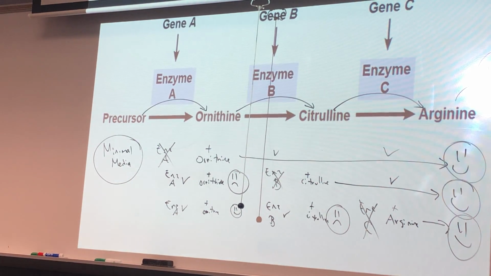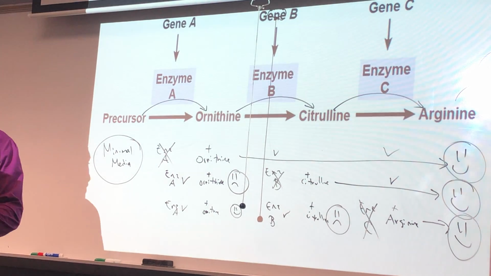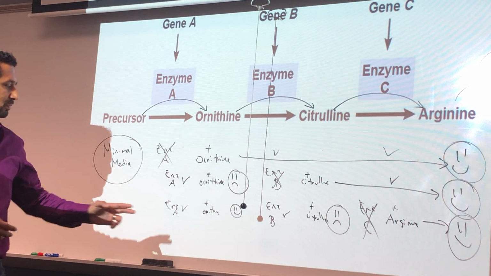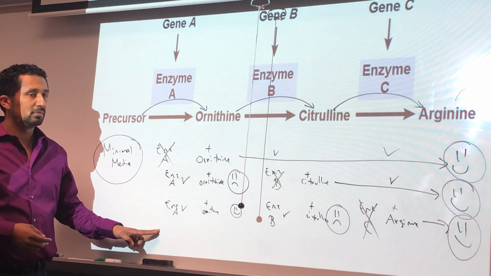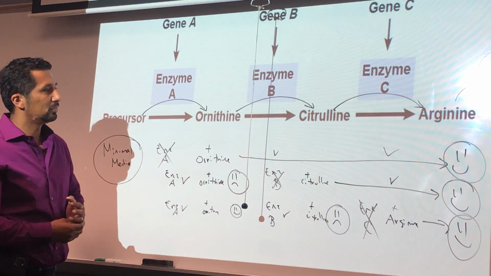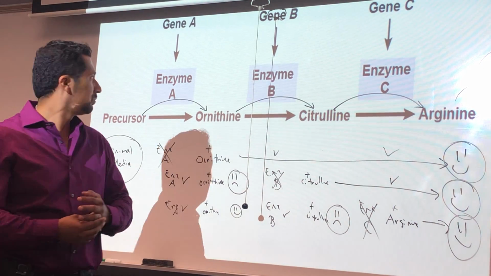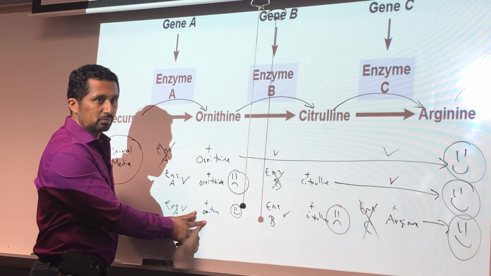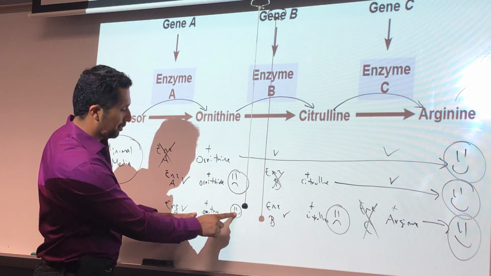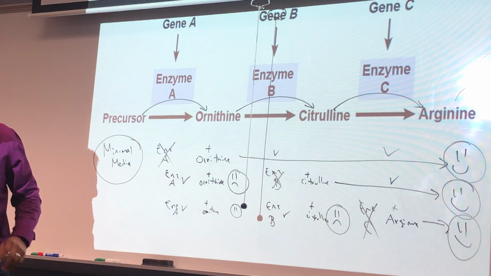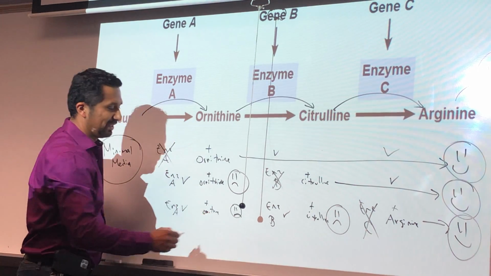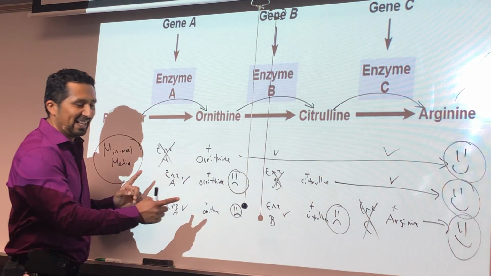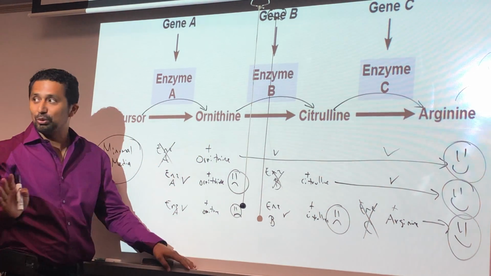Kinda? Yes? The third line example, shouldn't it also be a sad face, like dying, if you add the ornithine on the third line? Yeah, because if it's smiling, that means that enzyme A is working. It should be dead. Yeah, thank you. So you add the ornithine, it doesn't grow, right?